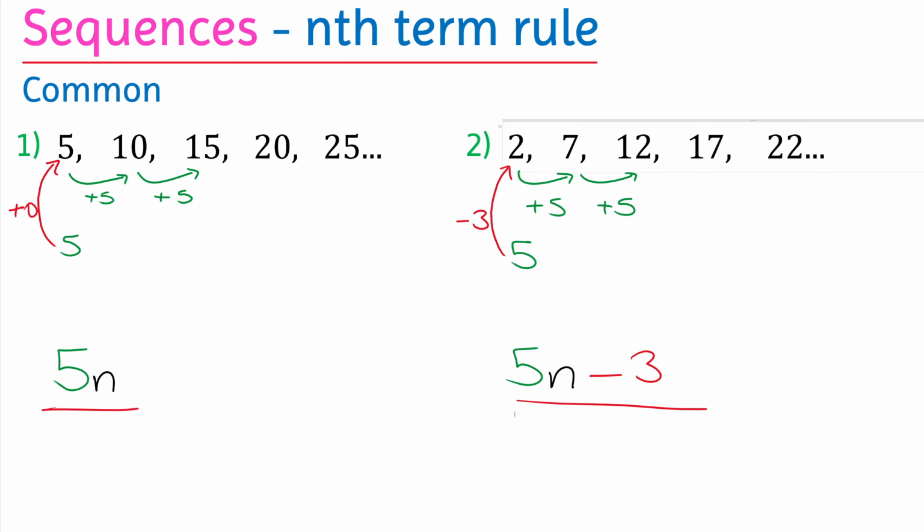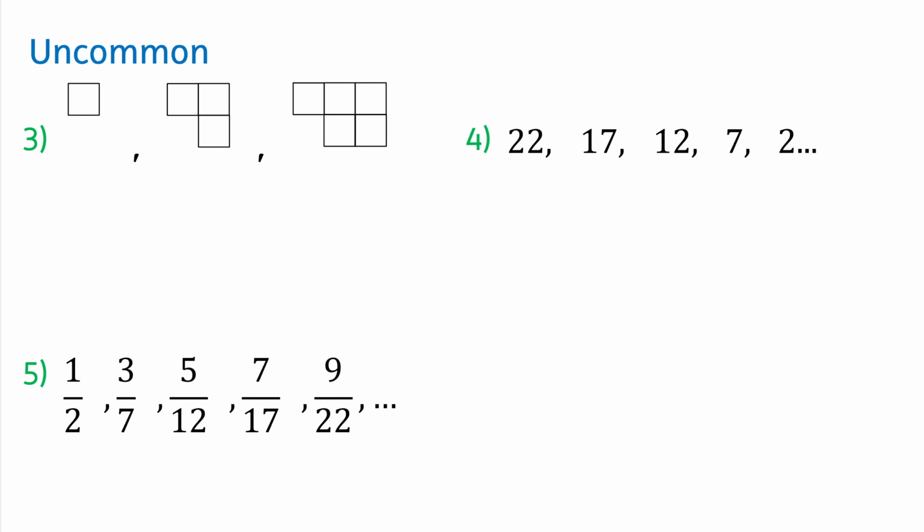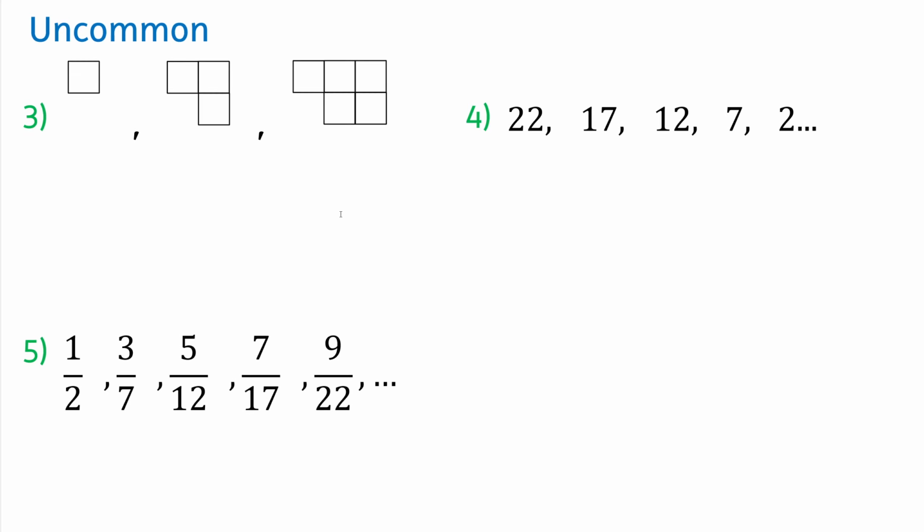Let's have a look at some less common types of sequence than ascending linear sequences. So these are all more uncommon types. So let's have a look at this one first of all, one I've labelled number 3. Well, here we have some pictures. We've got 1 square, we've got 3 squares, we've got 5 squares.